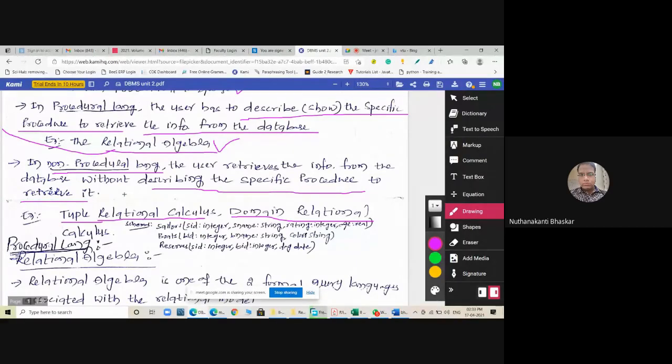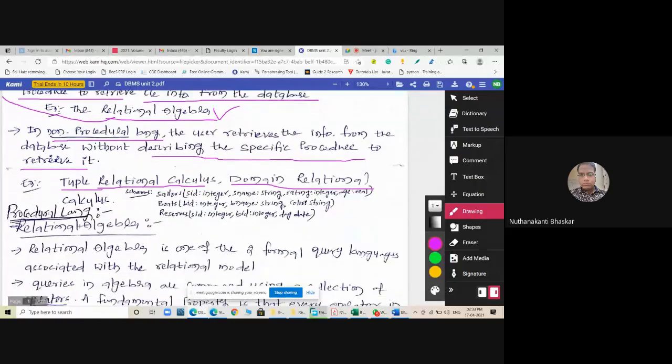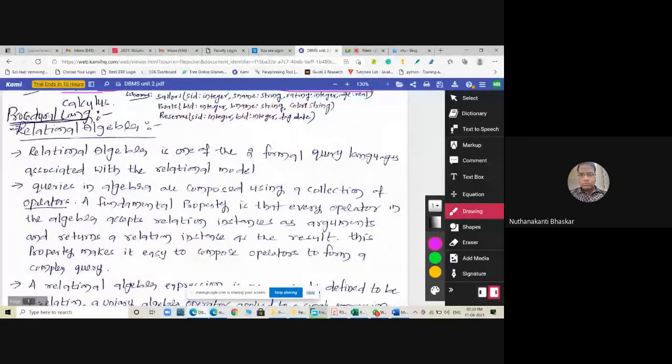We will discuss one by one: relational algebra, relational calculus, tuple relational calculus, and domain relational calculus. Most of these topics have examples, and we have to discuss them with examples to understand. First of all, we are going to discuss the procedural language, which is relational algebra. Relational algebra is a procedure-oriented language.